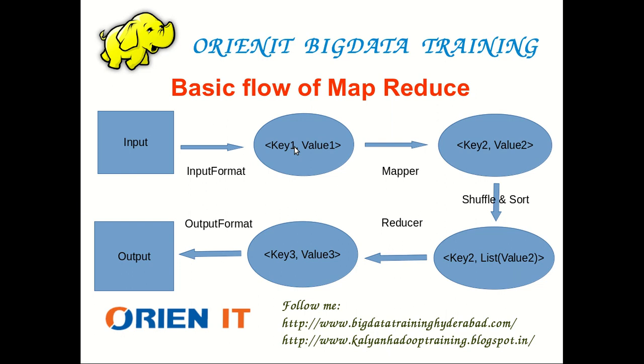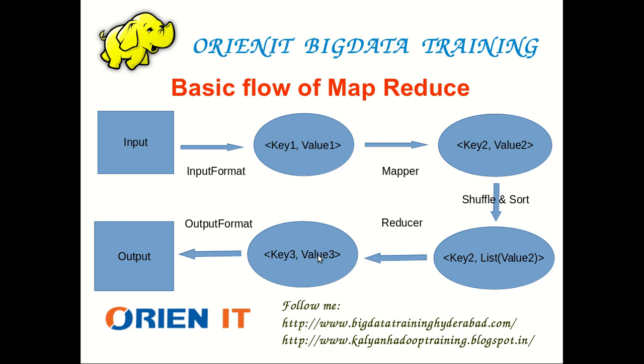That is what we call key 1, value 1. Whatever key and value we got is again converted into one more key and value, called K2 V2. The one who takes care of this is a concept called mapper. Again this K2 V2 is converted into K2 list of V2. The one who takes care of this is a concept called shuffle and sort. And again this K2 list of V2 is converted into K3 V3 by a concept called reducer.